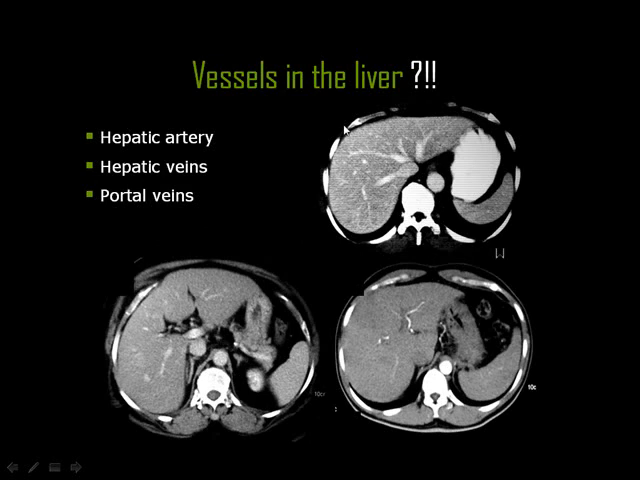And the vessels in the liver are 3. The hepatic artery, the hepatic vein, and the portal vein. You know that the hepatic artery will not be seen unless you have an arterial phase. Then if you look at the aorta, which is very dense, this is the arterial phase, then these branches are the branches of the hepatic artery.